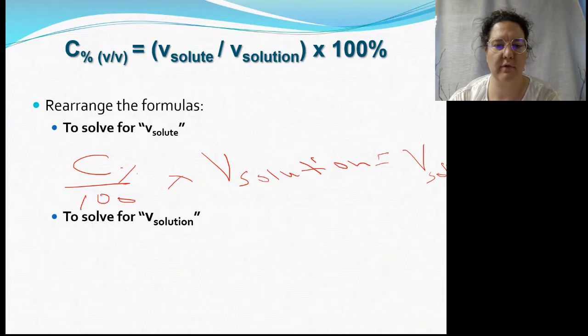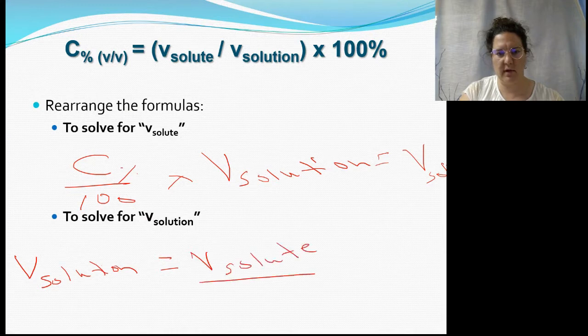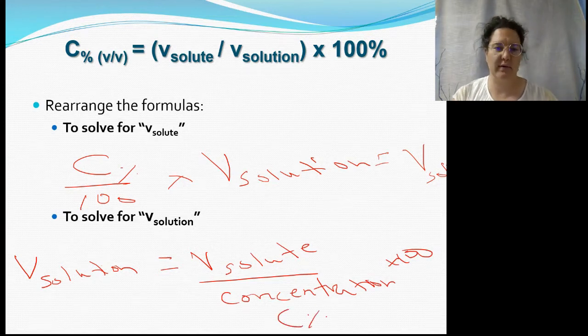Now, to solve for the volume of a solution, we're going to put our volume of the solution here. And this is going to be equal to the volume of the solute divided by concentration times 100. And again, sorry, the concentration is C as a percent. So that is how we find the volume of the solution.